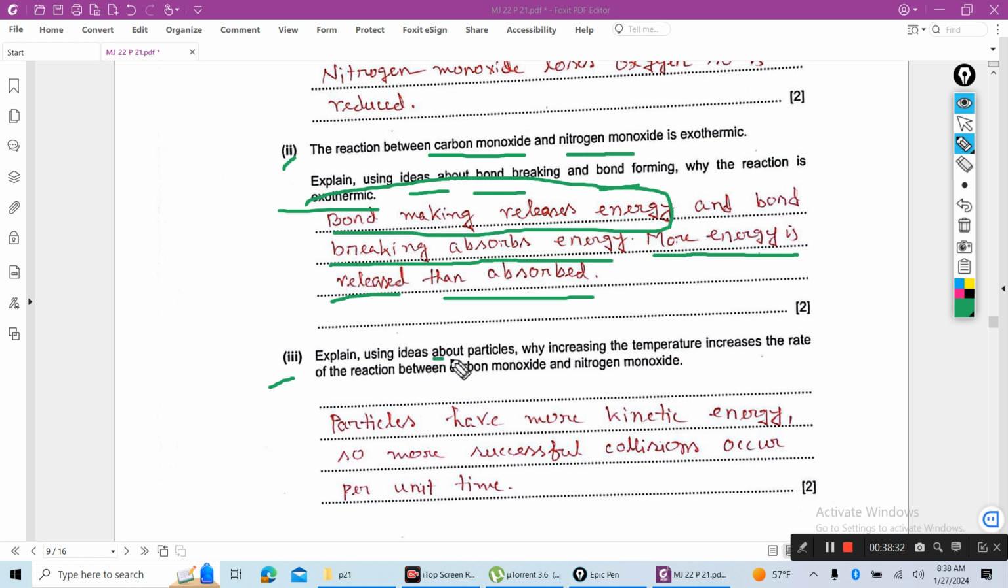Explain using ideas about particles why increasing the temperature increases the rate of reaction between carbon monoxide and nitrogen monoxide. If you increase temperature, particles have more kinetic energy, so more successful collisions occur per unit time. Here I write particles have more kinetic energy, so more successful collisions occur per unit time. That's why the reaction rate becomes faster.